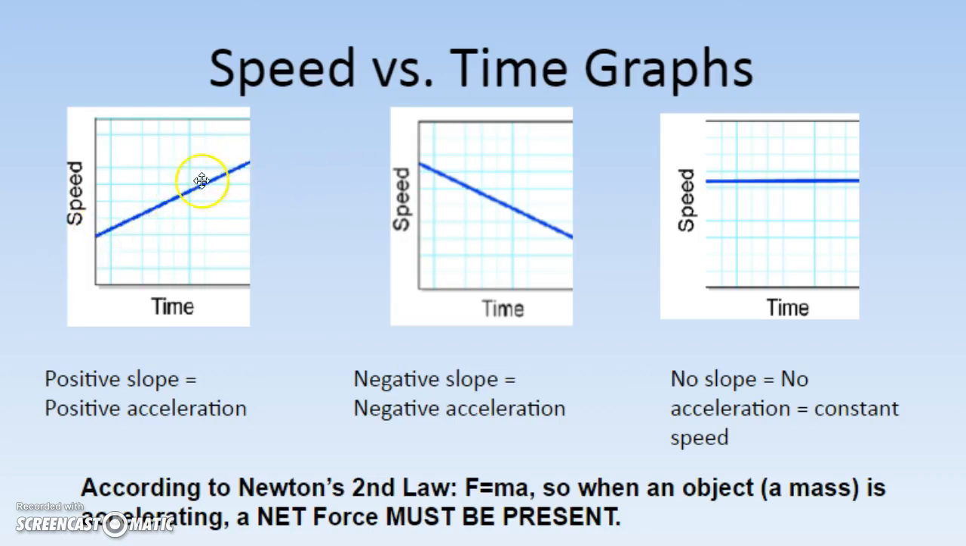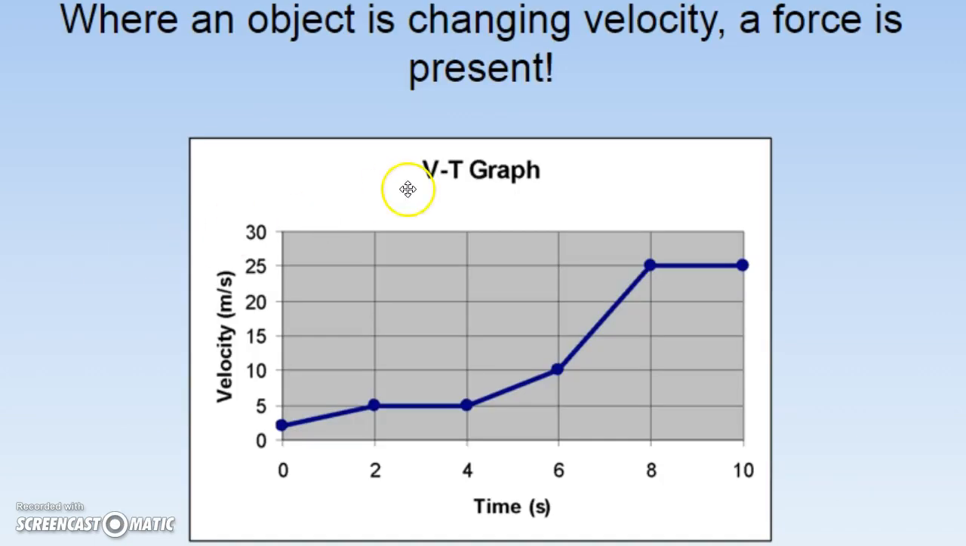But now we can venture on to say even a little bit more. We can say that if this is increasing in speed, the force is in the same direction as the direction of the object's motion. It's increasing in speed, so the force is acting in the same direction as the object's motion. And here where we have the negative slope, the speed is decreasing, we could say that the force is acting in the opposite direction of the object's motion. So now we can start making some connections between forces and acceleration. Because the first two graphs are accelerating, we can say that a net force must be present. So let's look at a graph.